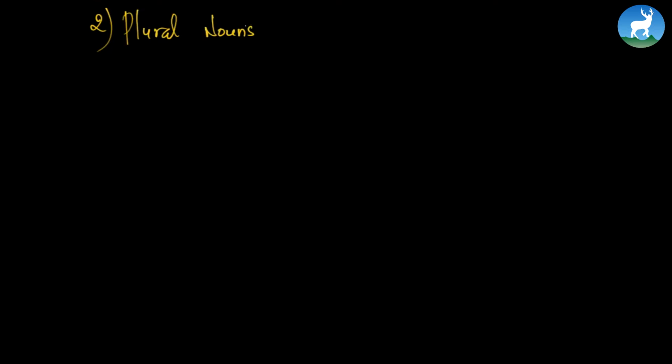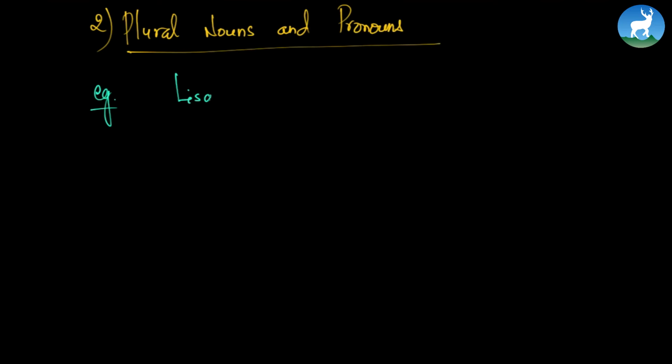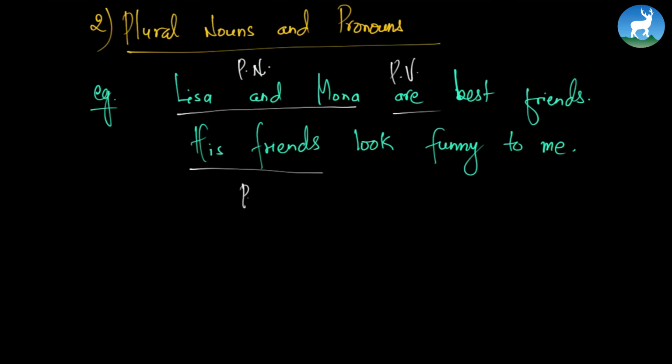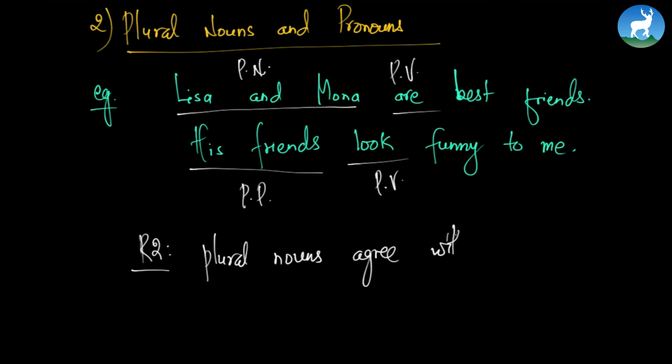Plural nouns and pronouns. For example, Lisa and Mona are best friends. His friends look funny to me. So what is the basic rule? Lisa and Mona, they are plural nouns, so plural nouns take plural verbs. Very good. His friends is a plural pronoun, and plural pronouns take, what do they take? They take plural verbs. So what is the rule? Rule number 2 is plural nouns agree with plural verbs.